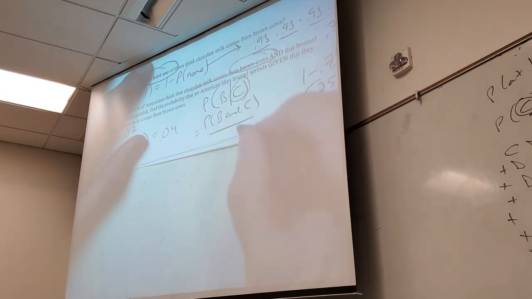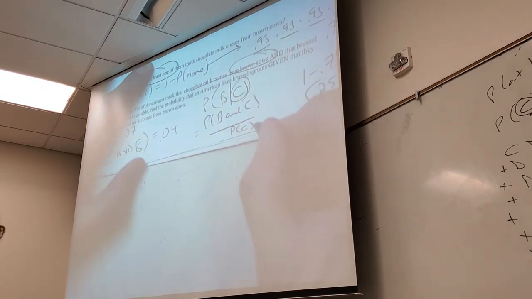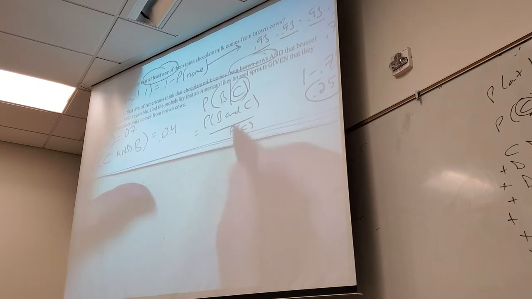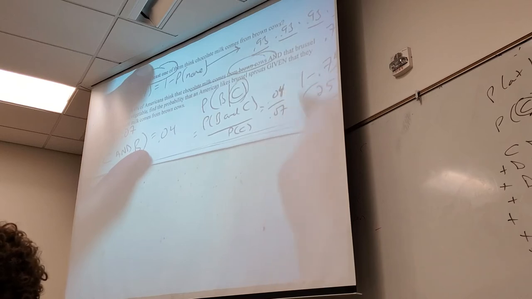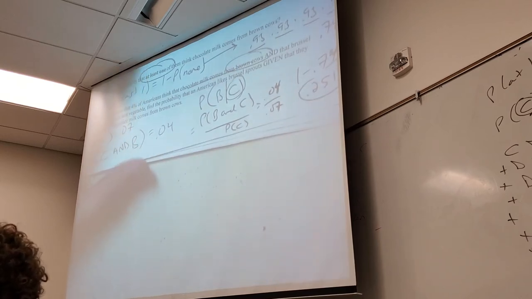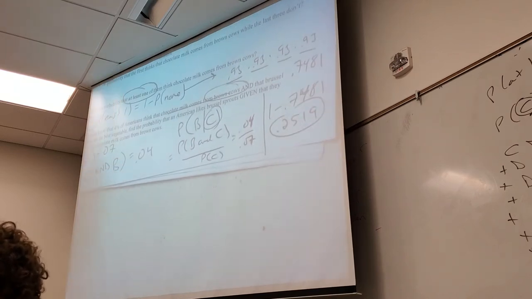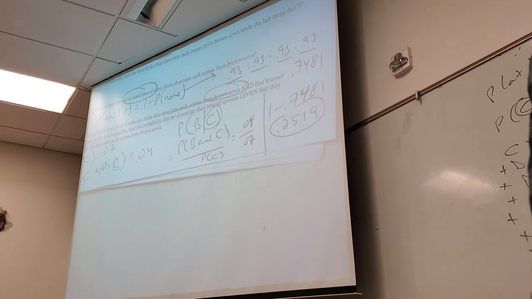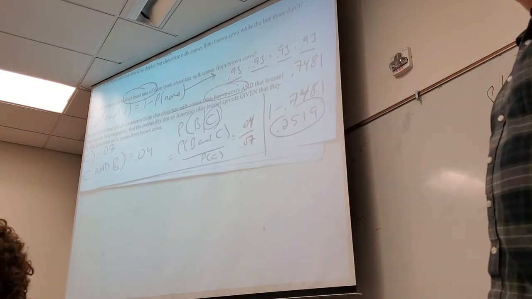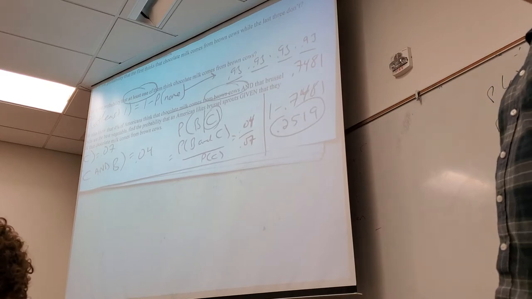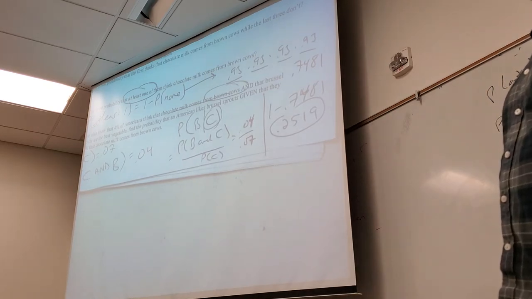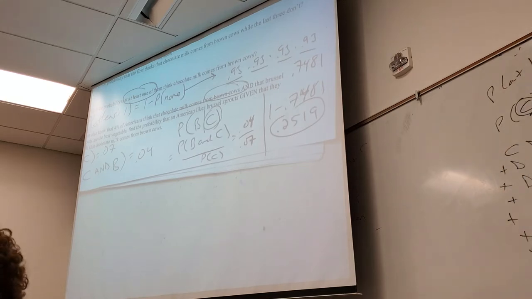Yeah, the given is on the bottom. Do I know both of these things? Yes. So it'd be 0.04 over 0.07. And then whatever that is, like 0.57? 0.57 something? Yeah. 5, 7, 1, 4.